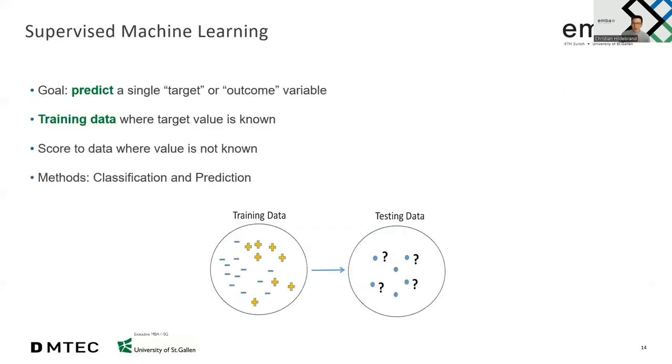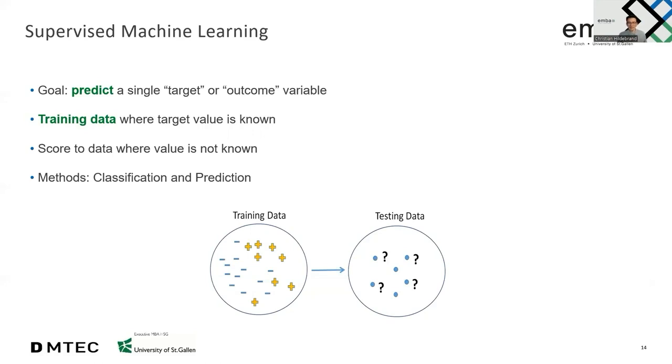We want to predict a target, or an outcome. We use some training data to build the model where we already know the target. That's depicted here also in the image in the lower part, where you have training data with minuses and pluses, and then you have some testing data where you want to understand, are these question marks pluses or minuses?